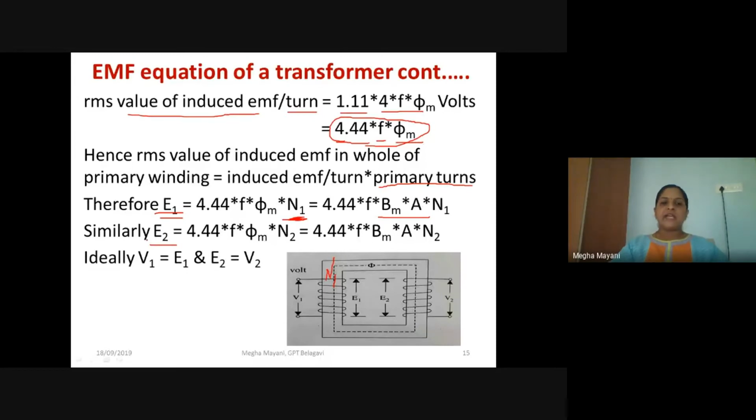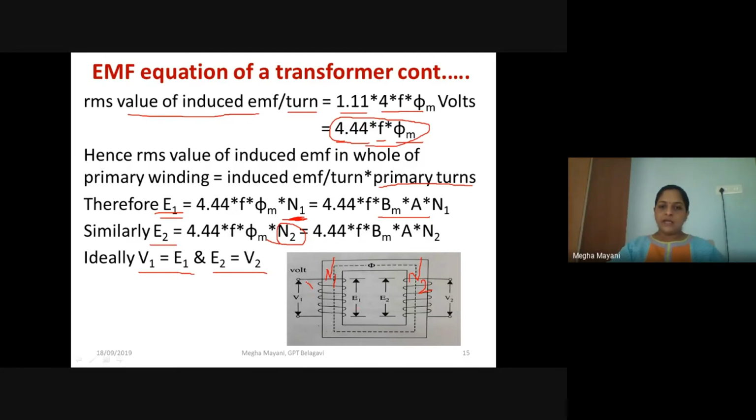Similarly, we can even write the expression for EMF in the secondary winding, which will be equal to 4.44 f phi m. And now you need to multiply by the number of turns which are present in the secondary winding. So if N2 represents the number of turns in the secondary winding, then we can write 4.44 f phi m multiplied by N2. So ideally, with zero losses in the core or no losses in the transformer, we have V1 should be equal to E1 and E2 should be equal to V2.